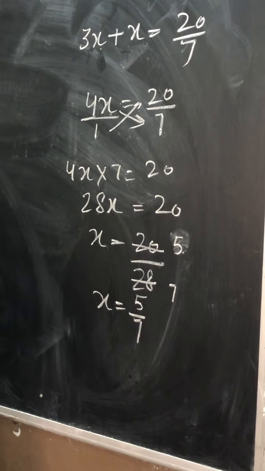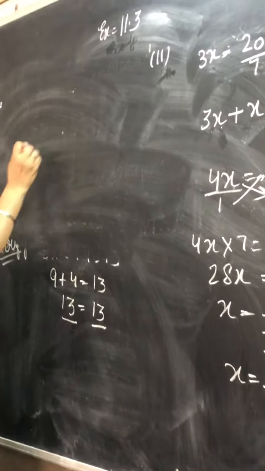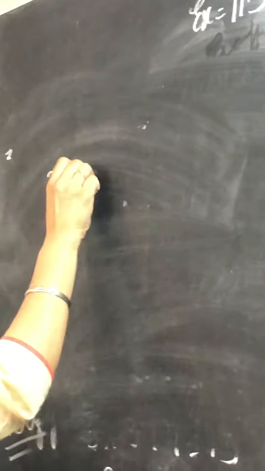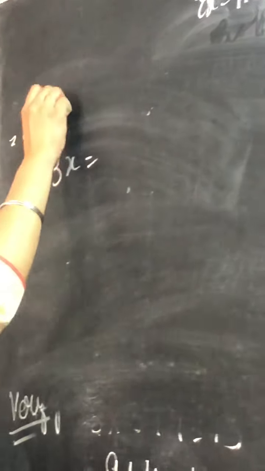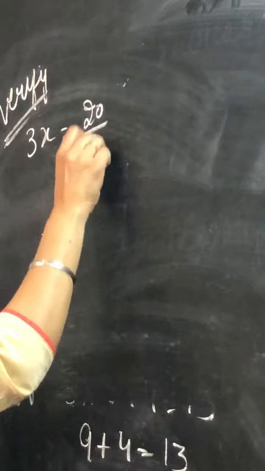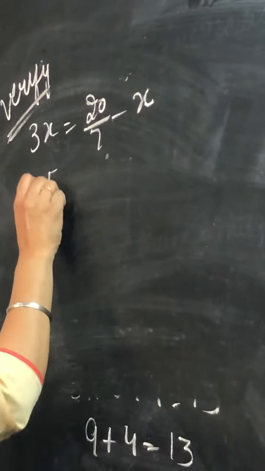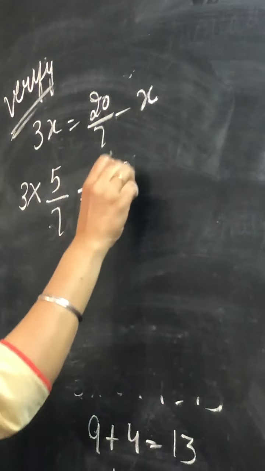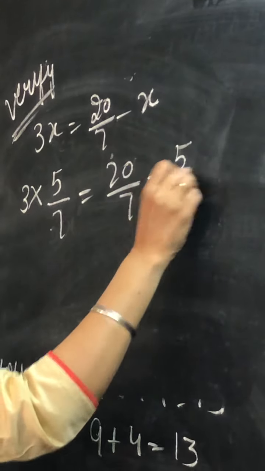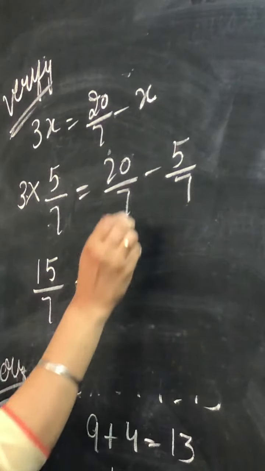Now we will verify by putting the value of x in the statement. What they have given us, this is the verify process. 3x is equal to 20 by 7 minus x. The value of x is 5 by 7. 20 by 7 minus 5 by 7. 3 5s are 15. 15 by 7.